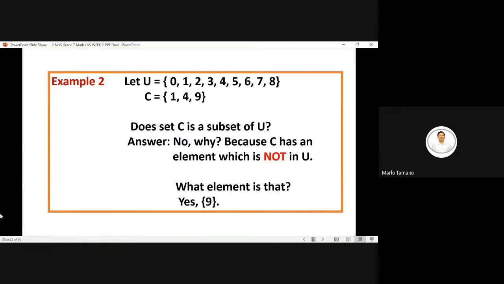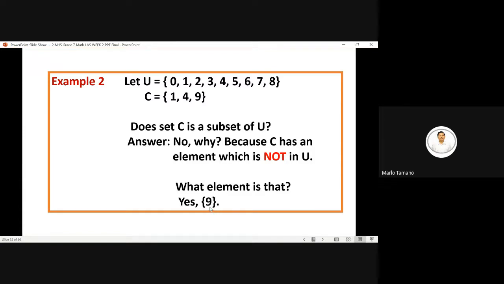Let U be 0, 1, 2, 3, 4, 5, 6, 7, and 8. Set C is 1, 4, and 9. The question is, is the set C a subset of U? The answer is no. Why? Because set C has an element which is not found in U. So what element is this? Okay, and that is 9.